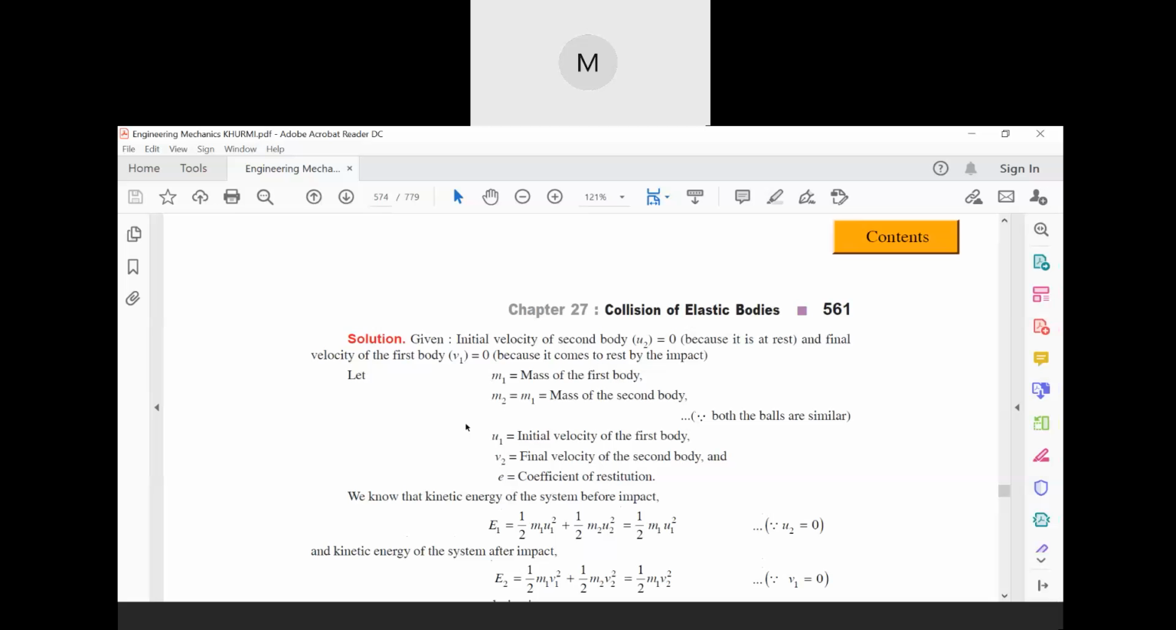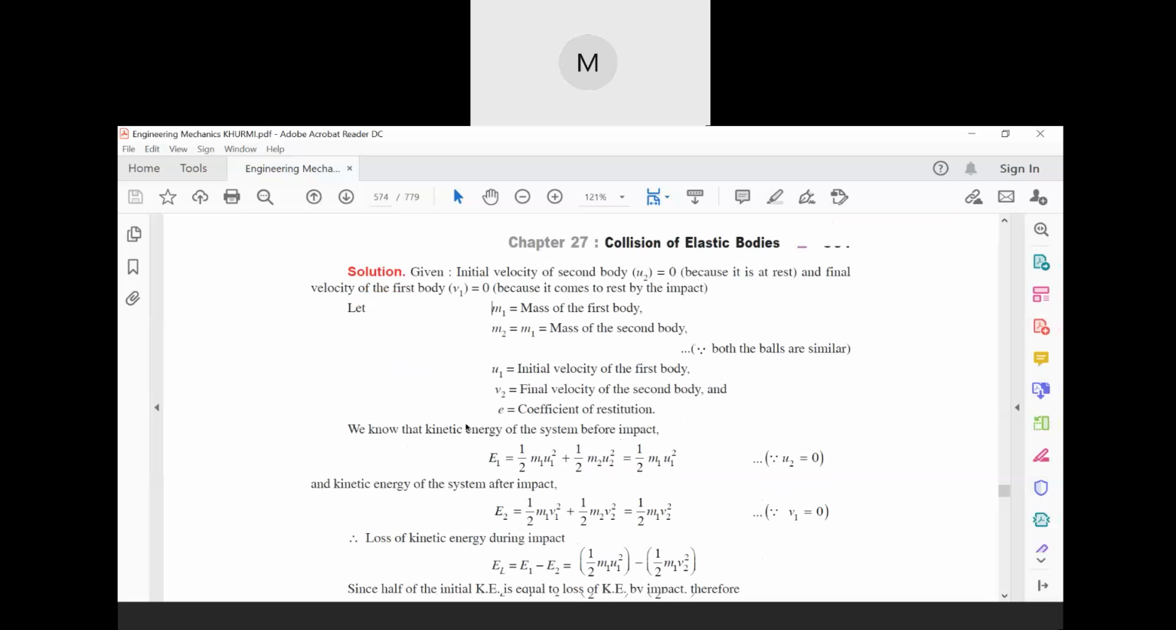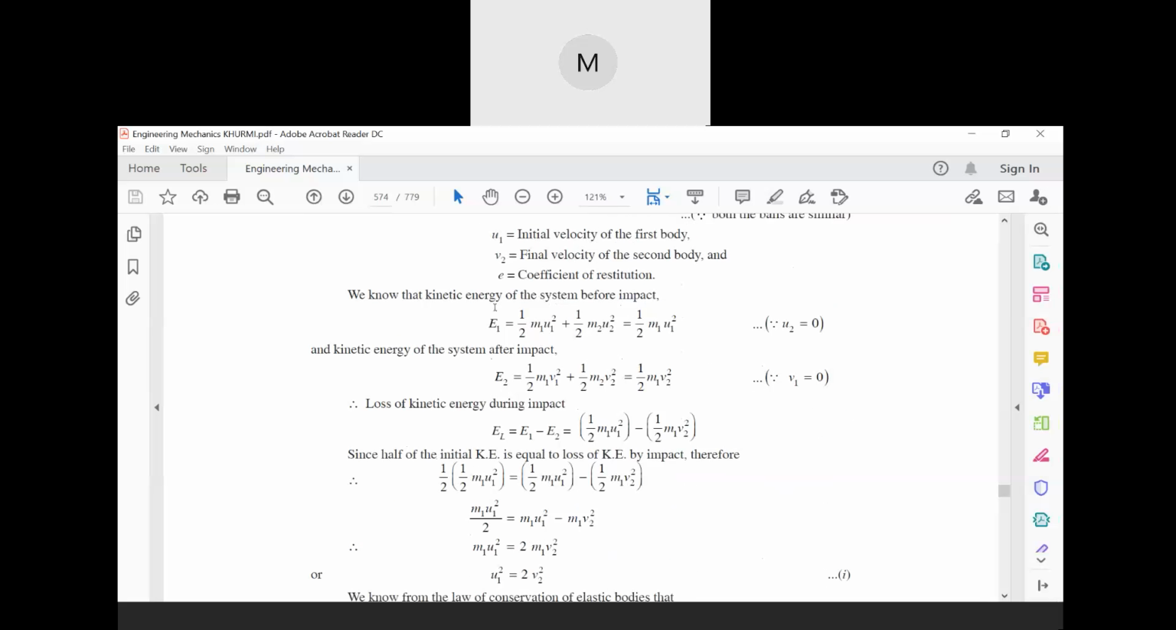Now the kinetic energy of the system before impact, U1, equals half m1 u1 square plus half m2 u2 square. Here it will be only half m1 u1 square, because u2 is equal to 0. Similarly after impact it will be half m1 v2 square, because v1, the final velocity of the first body, is equal to 0. So in this way you have to find it out.